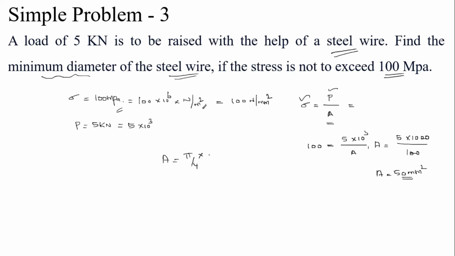So area, we know the formula, area is equal to pi by 4 into d squared, right. So 50 is equal to pi by 4 into d squared, right. So d is equal to, what is the value, approximately 7.98, which is approximately 8 mm, right. So solve this, you will get d equal to 7.98 mm approximately. So we will convert it into the nearby value which is 8 mm, right.